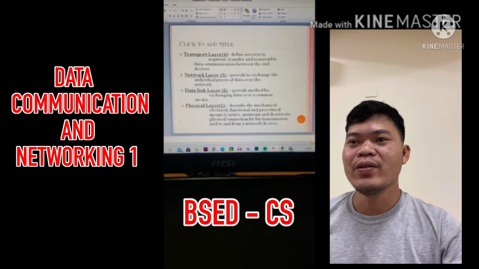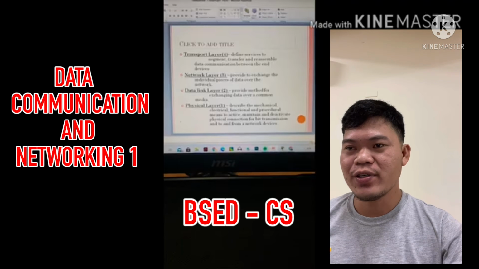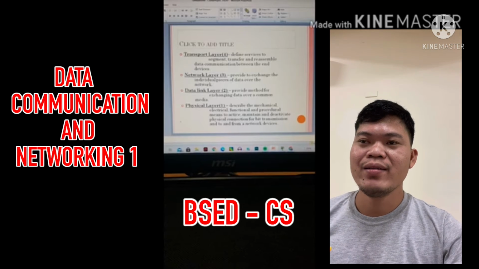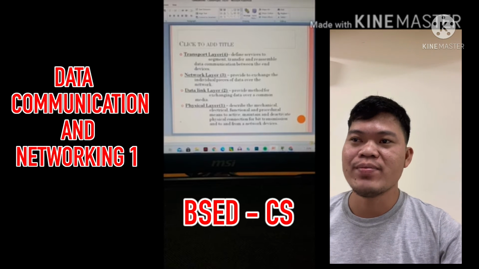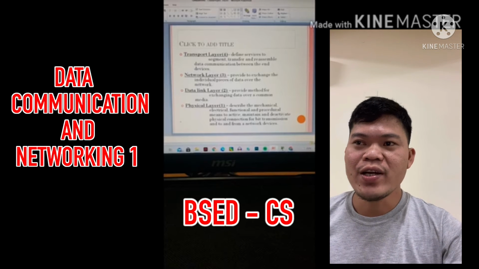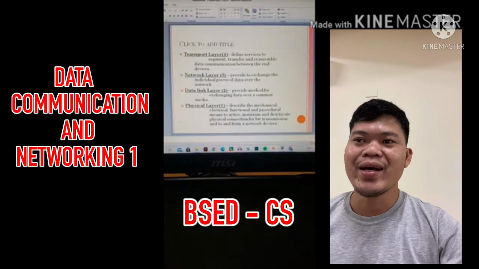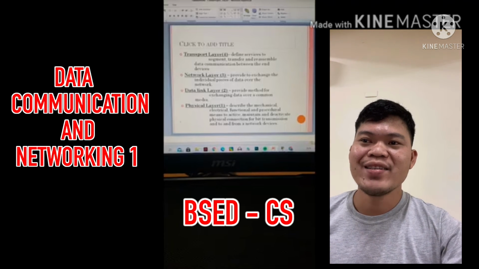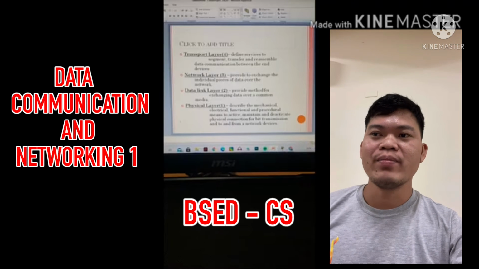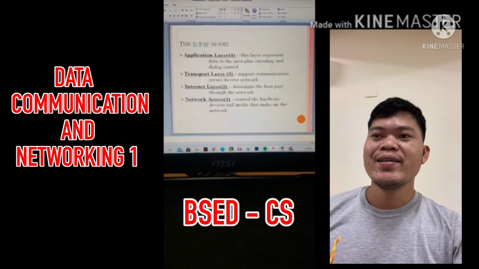It provides the exchange of individual pieces of data over a network. Then the 2nd layer is the data link layer, which provides a method for exchanging data over a common media. Then the last layer, or the first layer of the OSI model, we have the physical layer. It describes the mechanical, electrical, functional, and procedural means to activate, maintain, and deactivate physical connections for bit transmission to and from network devices.